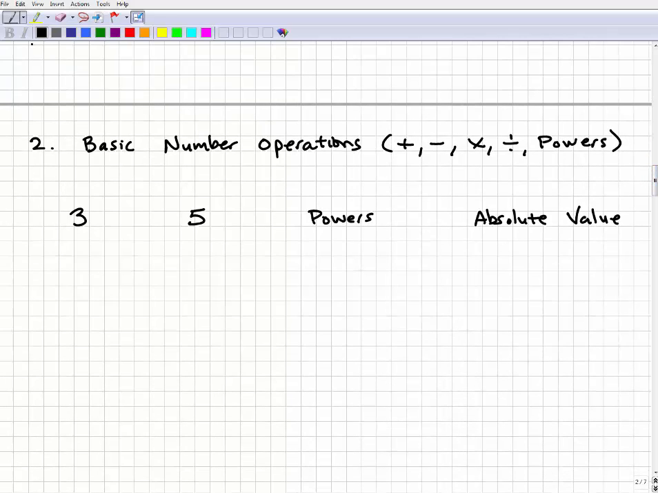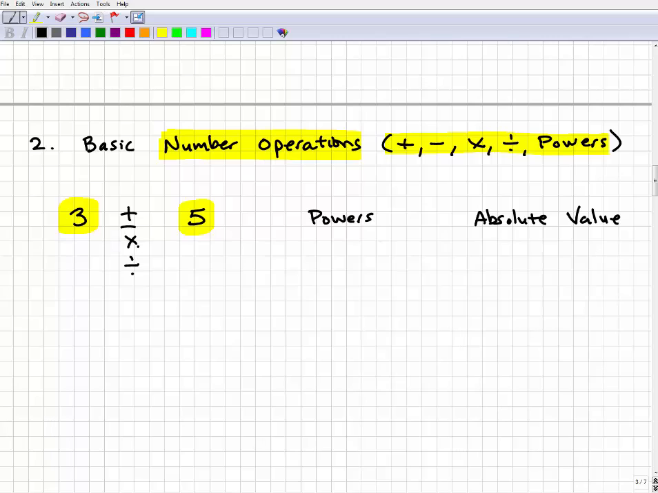Basic number operations. Number operations are what we can do with numbers. So what can we do with any two numbers? Let's talk about these two numbers, 3 and 5. What can I do with 3 and 5? Well, I can do what we call number operations. I can manipulate them, right? I can add them together, I can subtract them, I can multiply, I can divide.